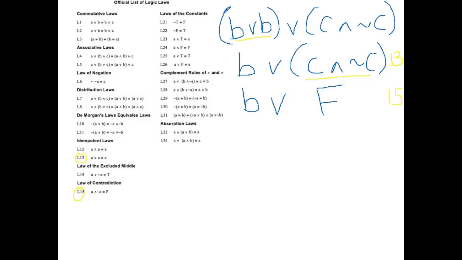B or false. What is this one going to be? Looking through, we've got law 26, which says A or false. If it's using an OR, then the answer is going to be whatever the variable is, because if B was false, false or false would be false. If B was true, true or false would be true. So actually the answer is just B. And we used law 26 to get there. Now, resulting in just a B, there's nothing more we can do to simplify that further.